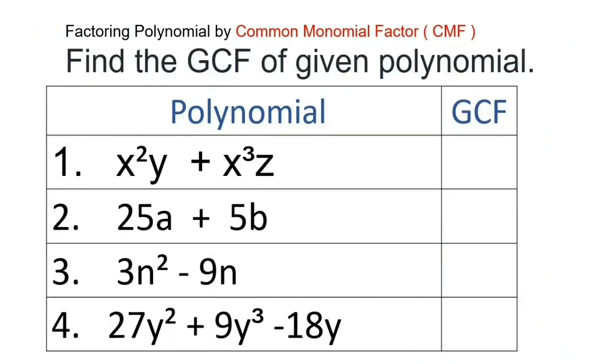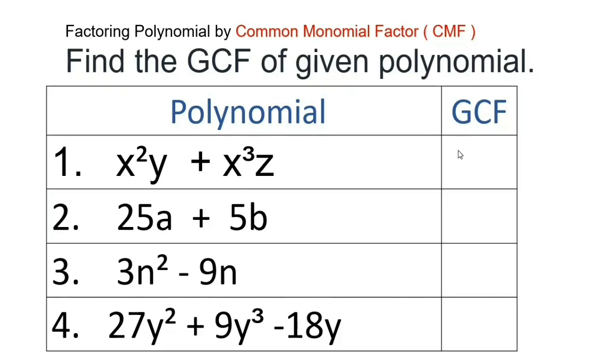Naintindihan? So, now we're moving on to our lesson, factoring polynomial by common monomial factor or CMF. So, let's find the GCF of a given polynomial. So, for number 1, we have x squared y plus x cubed z. So kung mapapansin mo, dalawang term siya. Ang tawag dyan ay binomial.